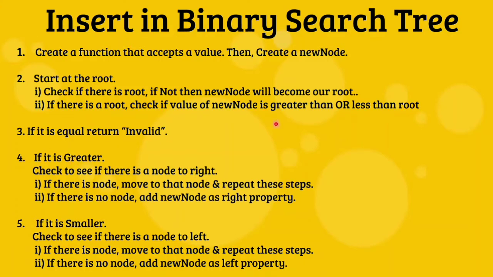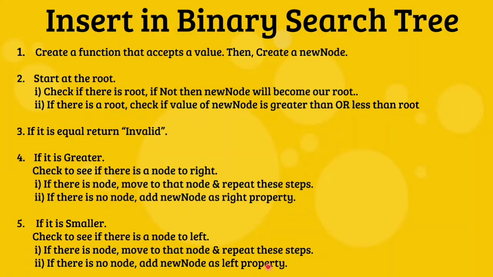But if our new node is smaller than the node, then we will go inside the is-smaller condition. There we will check to see if there is a node to the left. If there is a node, then we will move to that node and repeat these steps. If there is no node, then we will add the new node as a left property. And with this our pseudocode will be done. The only part left is writing our code in Visual Studio.